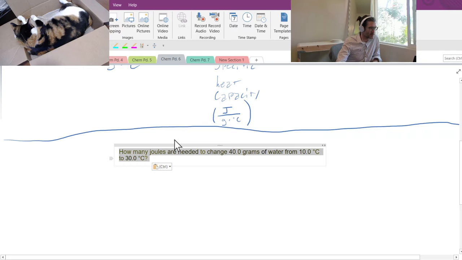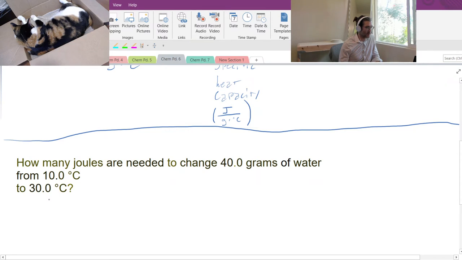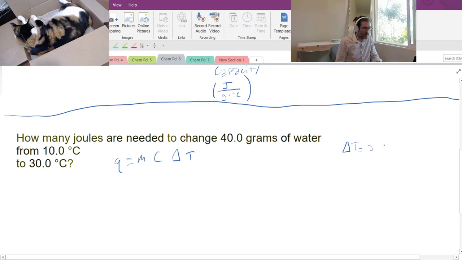All right. So, remember, Q is equal to m c delta T. So we know our mass in grams, and we can find delta T. Delta T is T final minus T initial. Delta T equals T final, 30.0 degrees C, minus T initial, 10.0 degrees C. Okay, which is 20.0 degrees C.